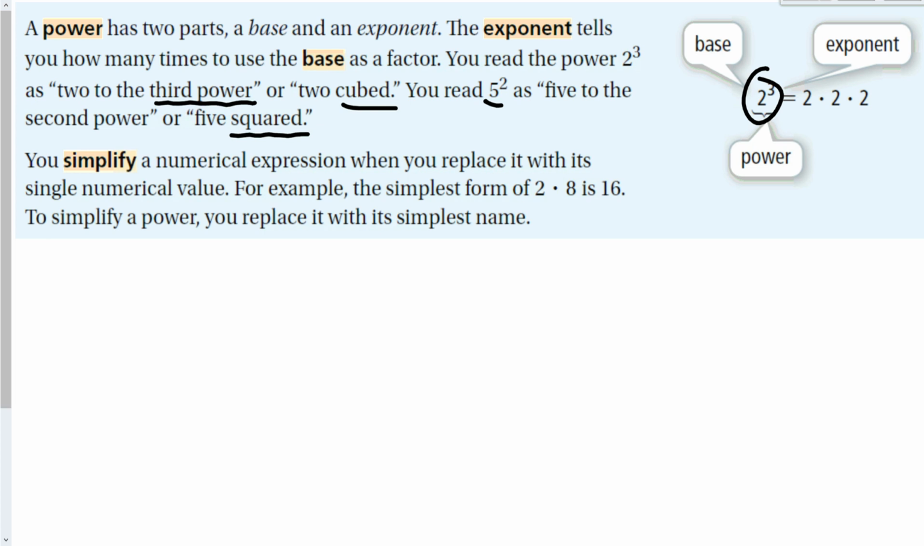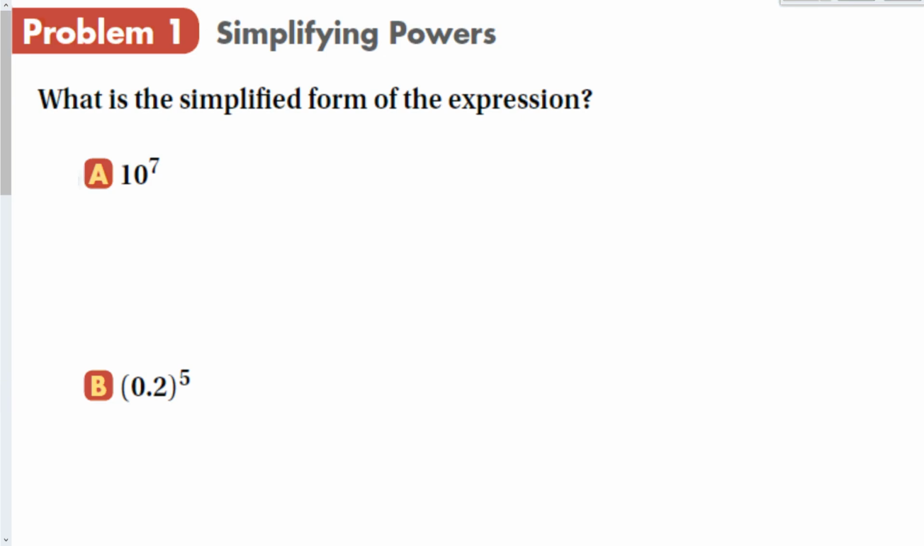So we can simplify numerical expressions when you replace it with a single numerical value. For example, the simplest form of 2 times 8 is 16, because 2 times 8 is 16. So when we want to simplify an expression, we're just going to work it out. We're going to see what it equals. To simplify a power, we're going to replace it with its simplest name, which means we're just going to work it out. Okay? So what is the simplified form of these two expressions for problem 1, simplifying powers?